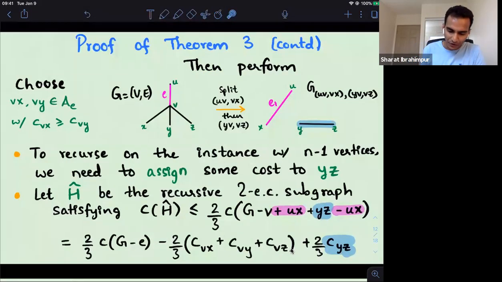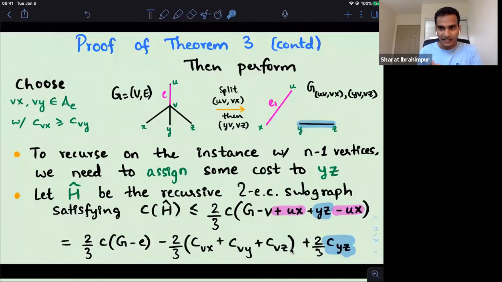Now, what do we do now? We recurse on the left subinstance, the one where we performed a splitting off on E and VX. So we shortcutted it this way, and then we applied a splitting off on YV and VZ. So we obtained a shortcut edge here, YZ. Okay, so that's the operation that we did.